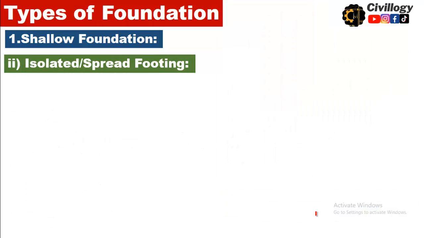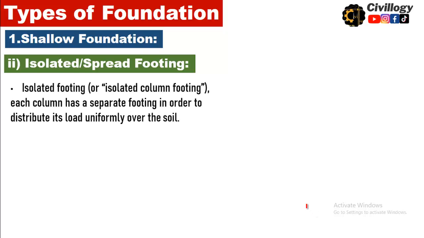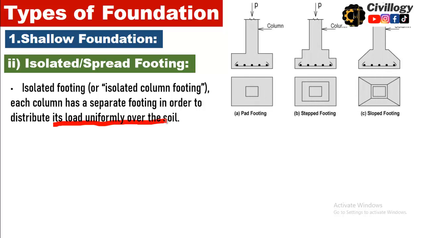The second type of shallow foundation is isolated or spread footing, or isolated column footing. Each column has a separate footing in order to distribute its load uniformly over the soil, and it has different shapes like paired footing, step footing, and slope footings. These are all types of isolated footings.